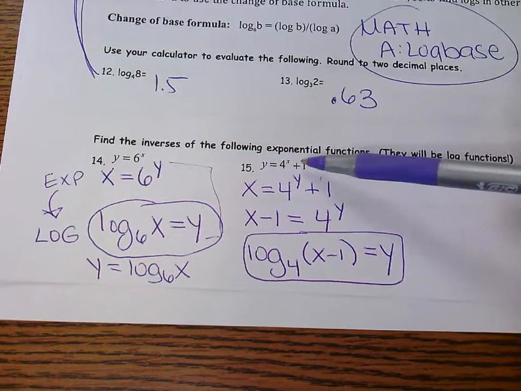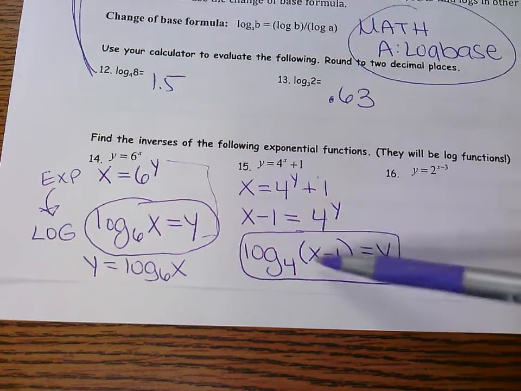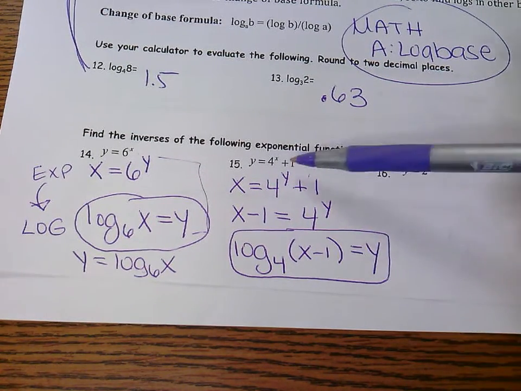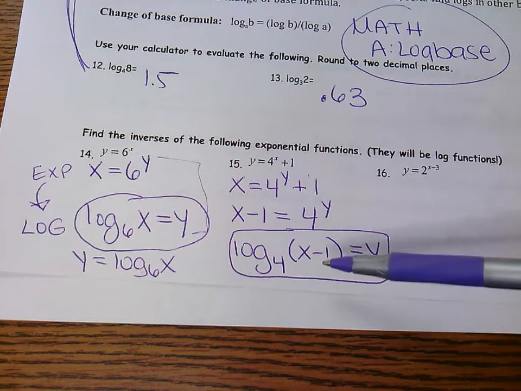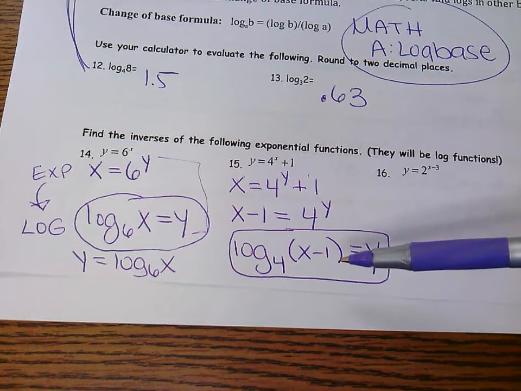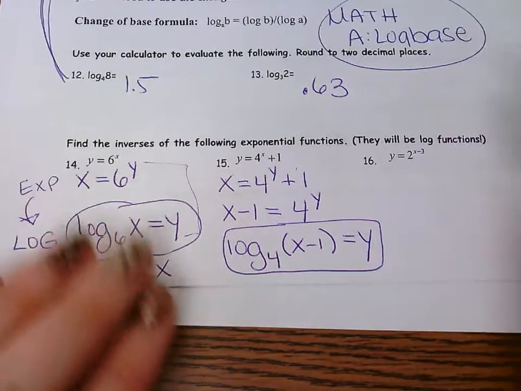So it's interesting that this plus 1 shift was up 1, right? What's this shift for a log function? Right 1. So up 1 for an exponential function and right 1 for a log function are going to be inverses of each other. And I'll show you why that is when we start graphing them. All right, let's do the last one.